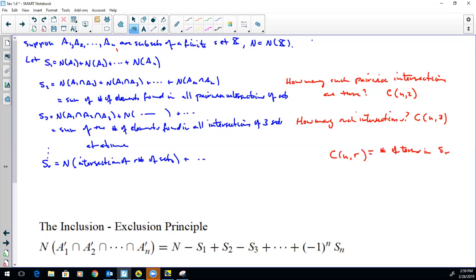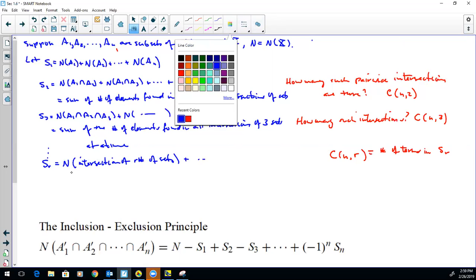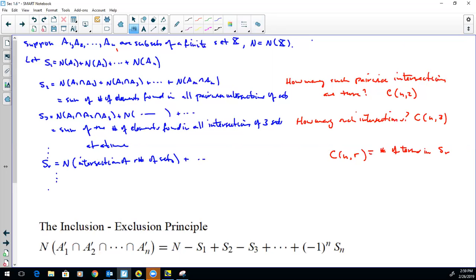Okay. And finally, to keep this up, S sub N here is just the number of things in the intersection of all of these sets. A1 intersected with A2, the intersection of that with everything. Okay. All right. Now we're ready.